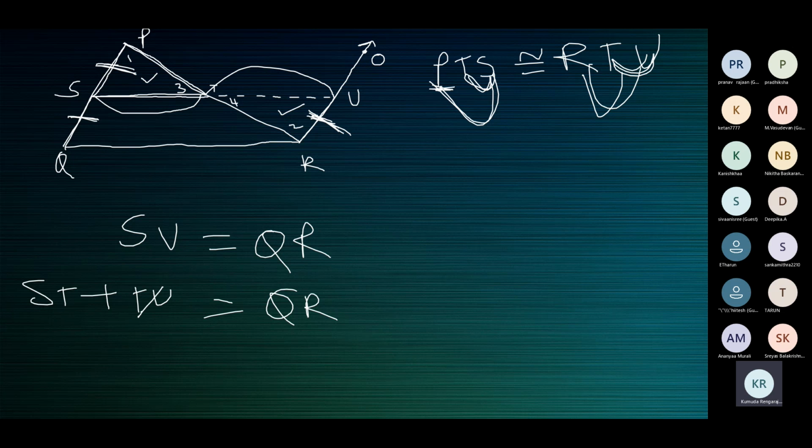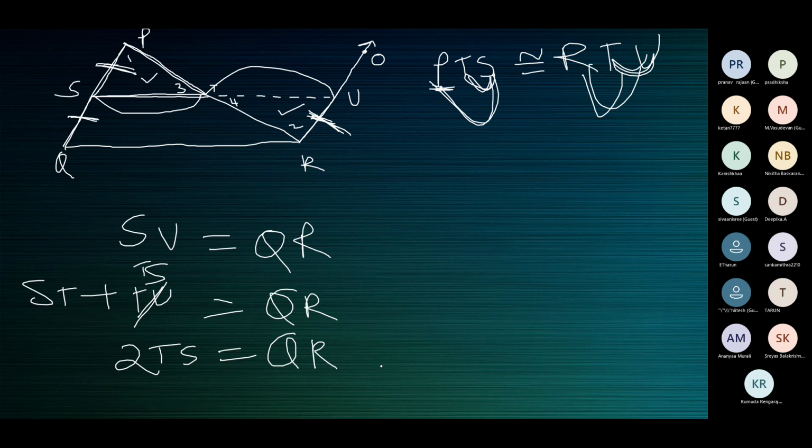These two sides are equal. So instead of TU, you can say TS because they're equal. So TS plus TS is twice TS, which is equal to QR. TS is equal to half of QR. So we proved that the line segment ST joining the midpoints of the two sides PQ and PR is parallel to the third side QR and equal to half the length of the third side QR.